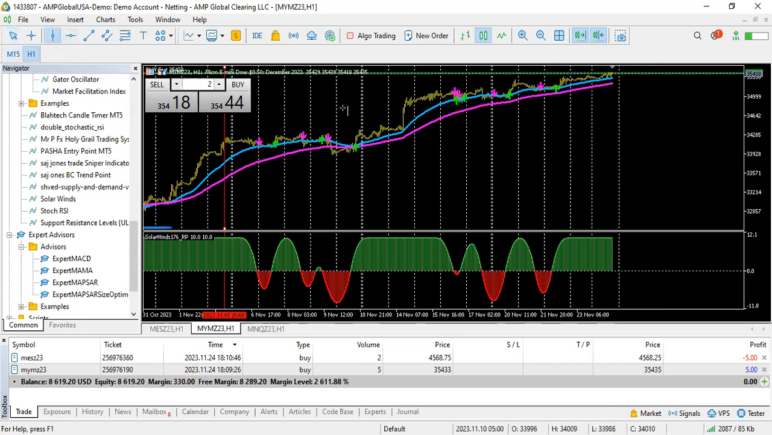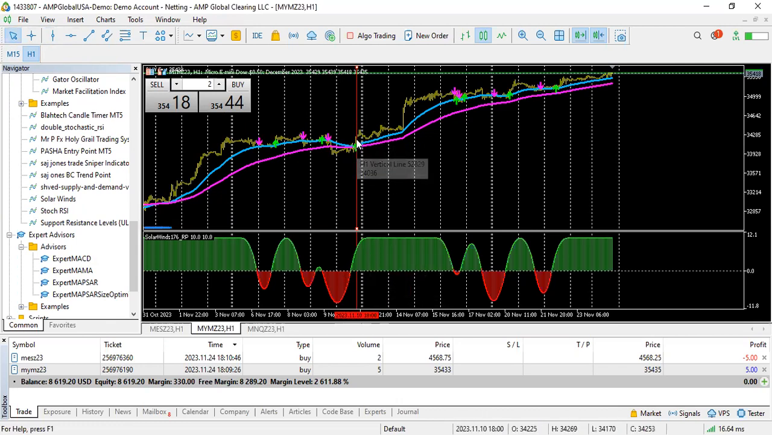So I got an arrow. Say I got an arrow here. We're still above the 21, is still above the 50. So I'm going to put a vertical line here. Let me delete this vertical line. And I'll put a vertical line right here, right? We're still in the uptrend. As you can tell, we're still in the uptrend.